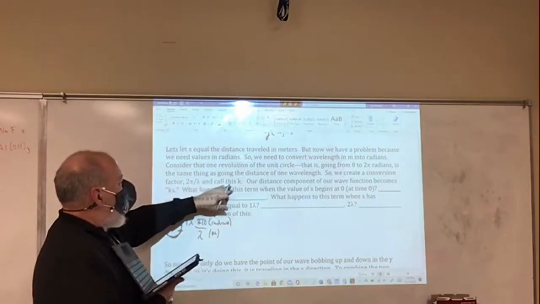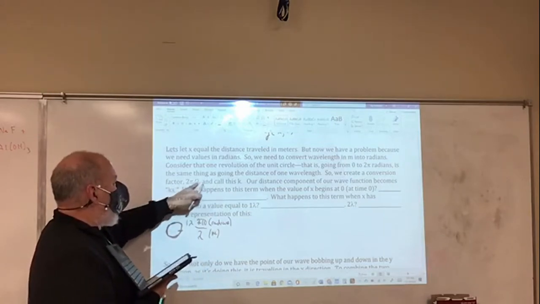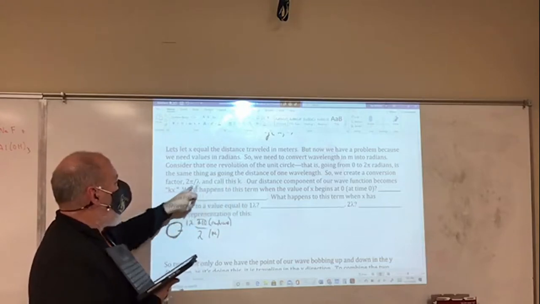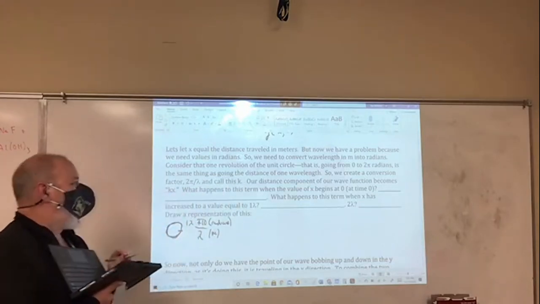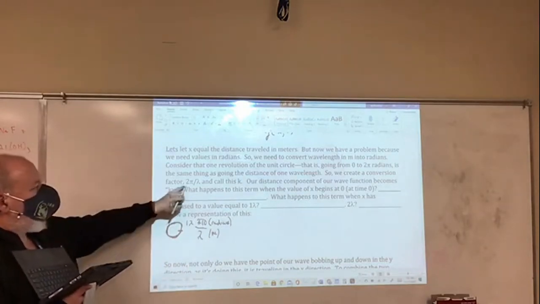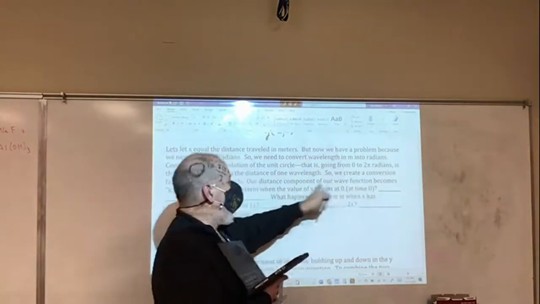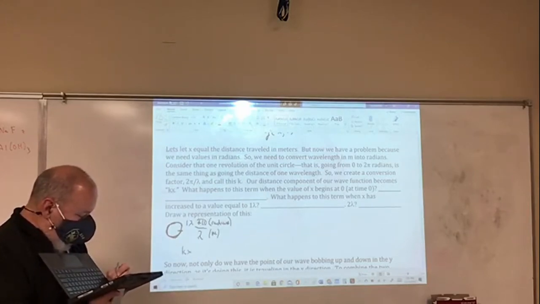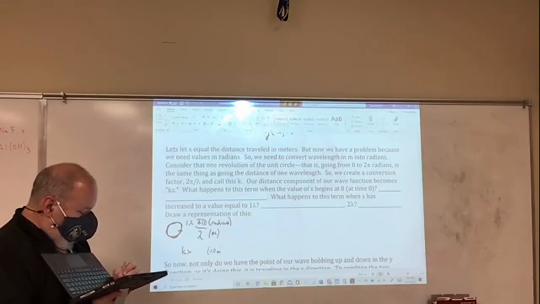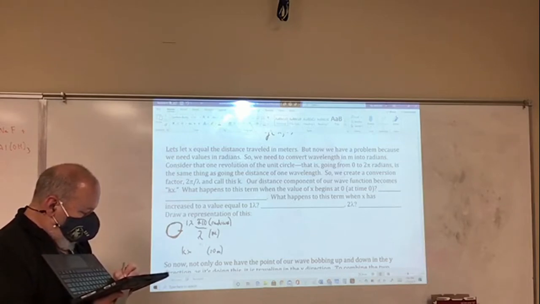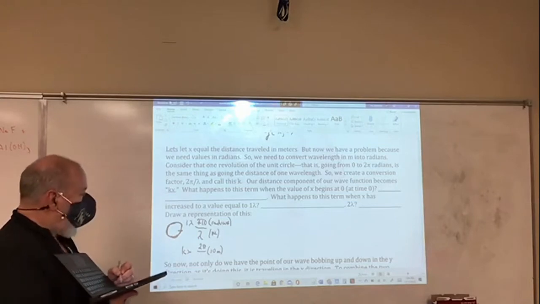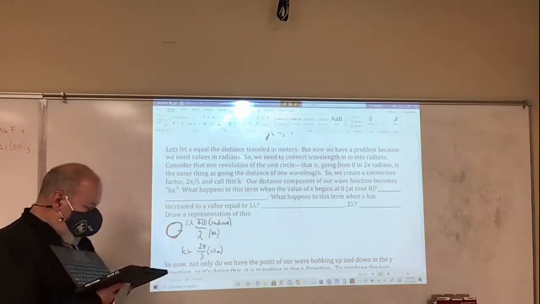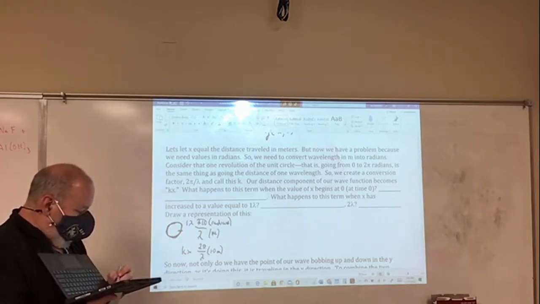Now, unfortunately, we aren't going to keep it like this where we can visualize what we're actually talking about. We're going to call this conversion factor k. So the distance component of our wave function becomes kx. And let me show you what that means. Let's say our wavelength happens to be 10 meters, let's say we go 10 meters, right? But let's say our wavelength is 5 meters.